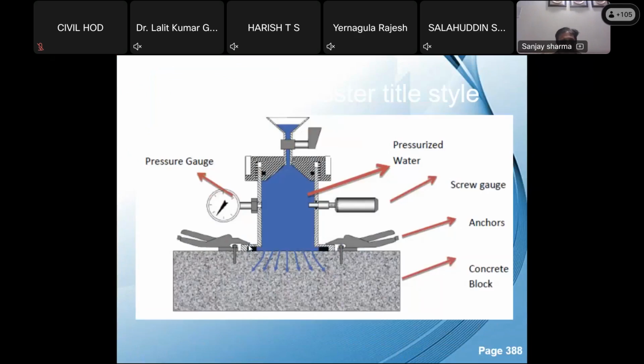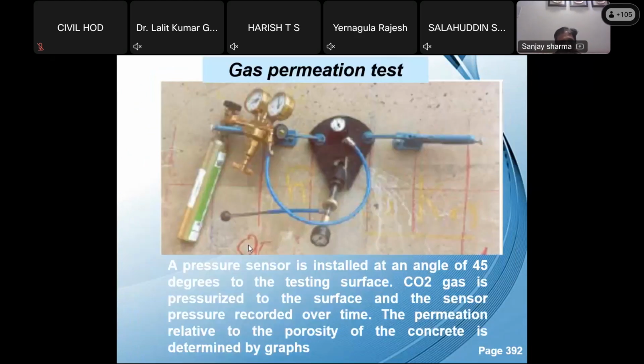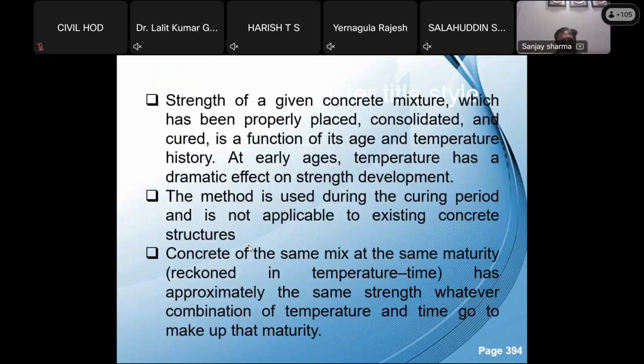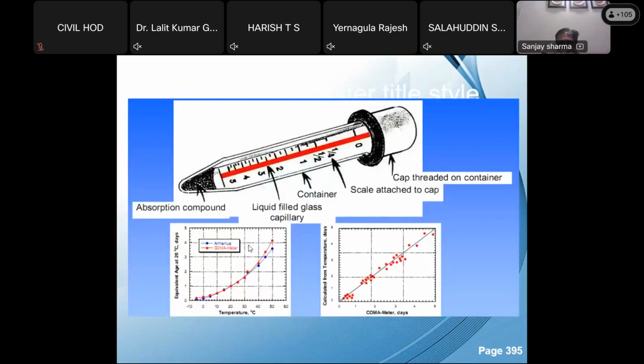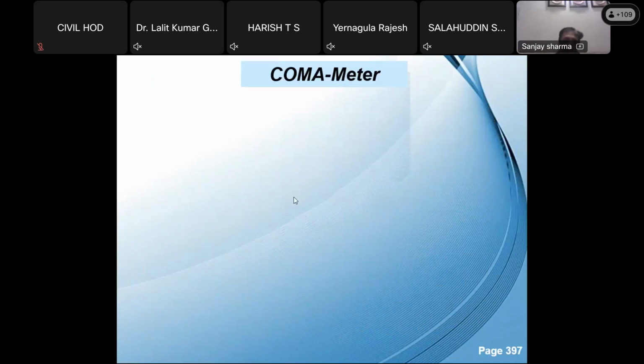It is in the lab only, where you can use this, and the water permeation test can also be utilized for this. This is one in situ monitoring of concrete development. It is called the commometer, and what it does is it measures the temperature of the fresh concrete. Because of the heat, temperature is generated, that temperature is measured, and that temperature is correlated with the strength development here also. So that is what is called the commometer.